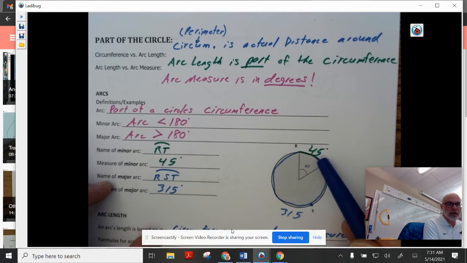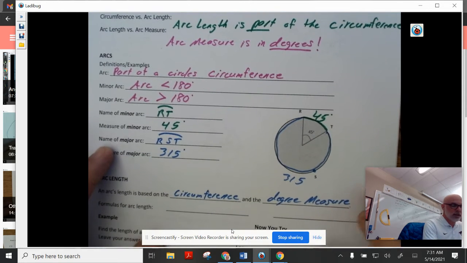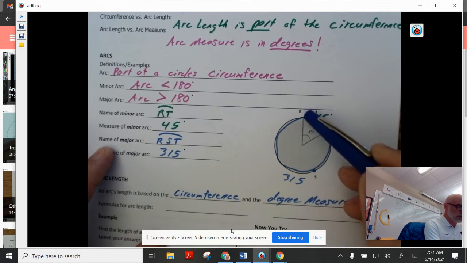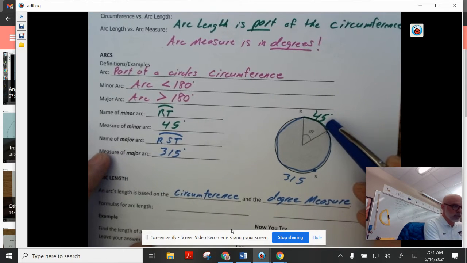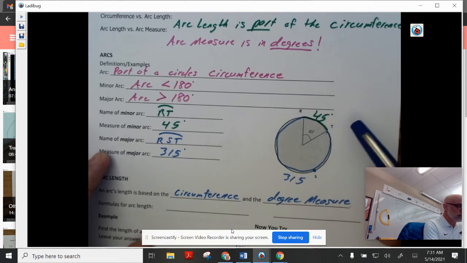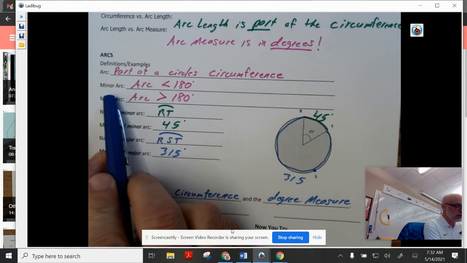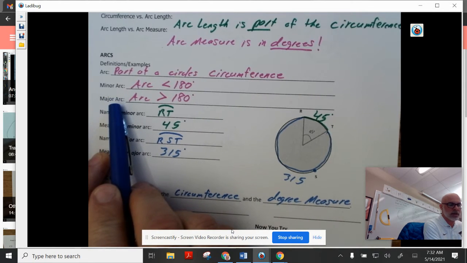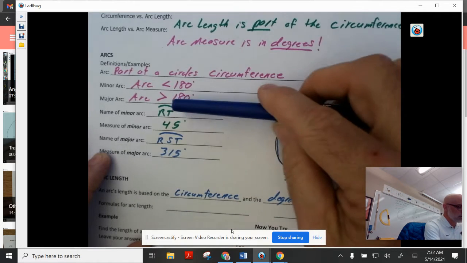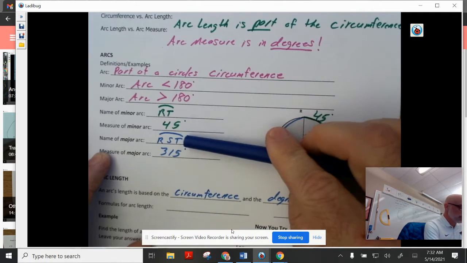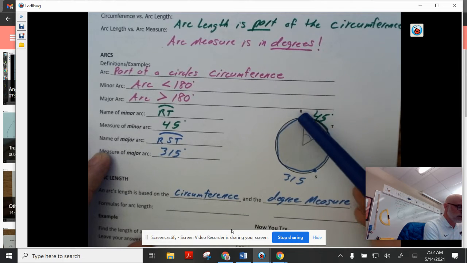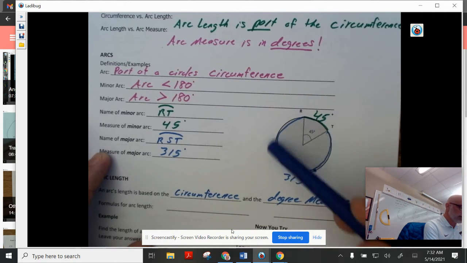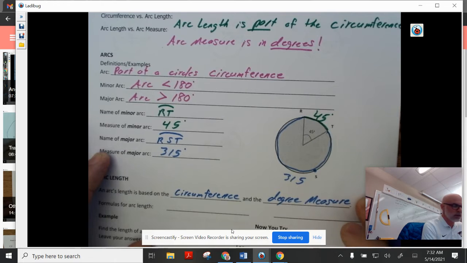For example, down here in this section, this arc measure for RT is 45 degrees. That doesn't mean it's 45 inches long or 45 long. We'll figure that out in a minute. But the degrees are what we're talking about right now. So I think we've figured this out, minor arc and major arc. Minor arcs use 2 letters. Major arcs use 3 letters. So the major arc is the arc going all the way around, RST, which is 315 degrees.